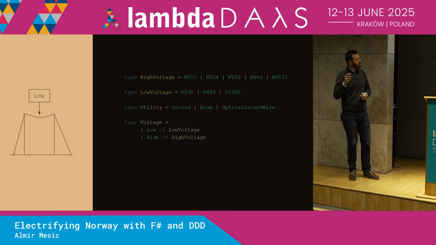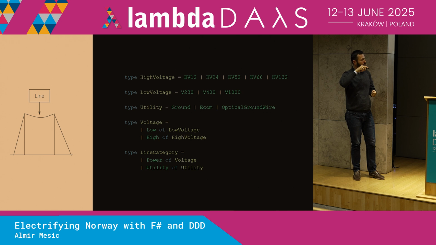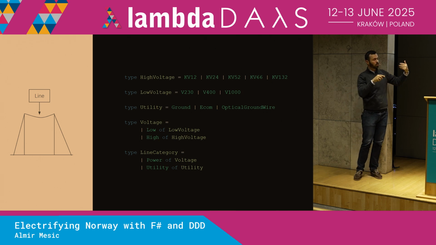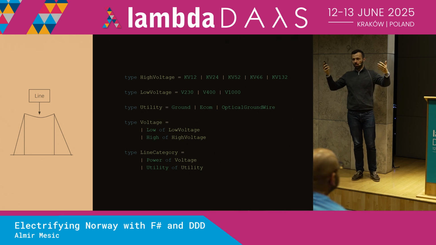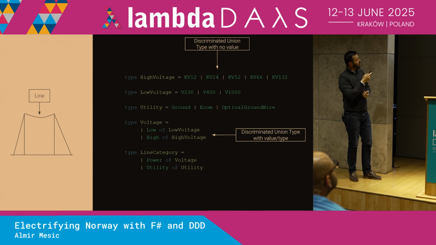And we differentiate between, because I presume you have all seen poles, it's usually not just one line. It's not usually just the power line. You usually have multiple lines going. So we differentiate between a power line and then a utility line. It could be ground or it could be telecommunications, so internet and that kind of thing. So for this, we use a discriminated union. Here's one with no value, and here we have one with a value.